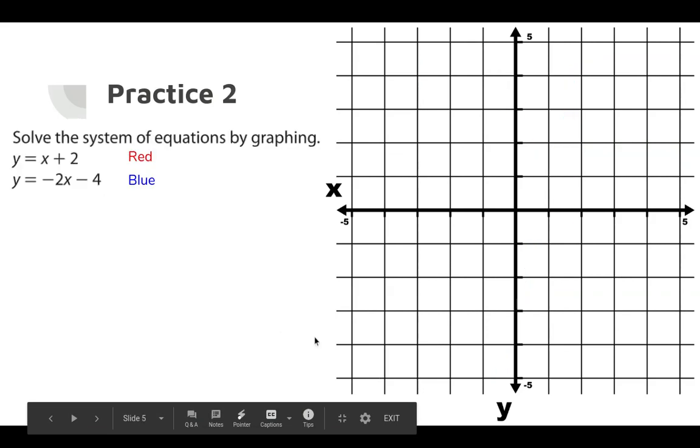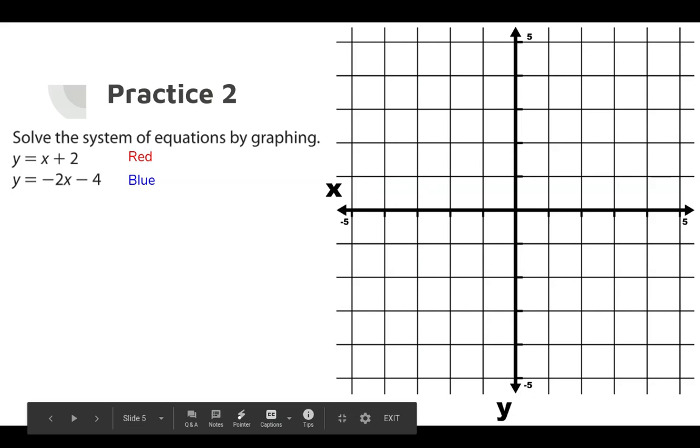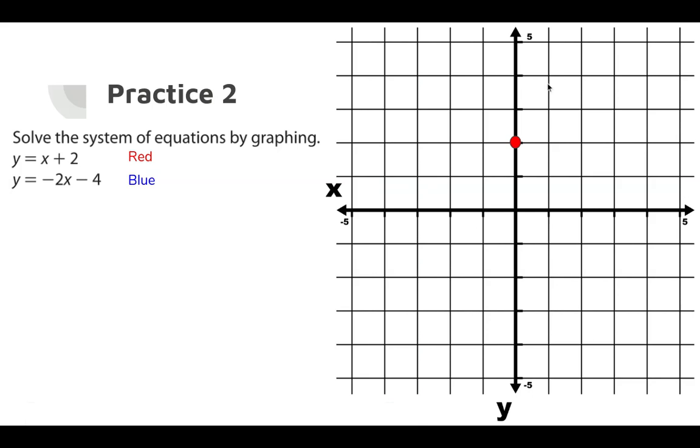All right, so here's another example. We have y equals x plus 2 and y equals negative 2x minus 4. So we graph the first at plus 2, up 1 over 1 because the slope in front of x, even though it's not written, is assumed to be a 1. We draw our line.